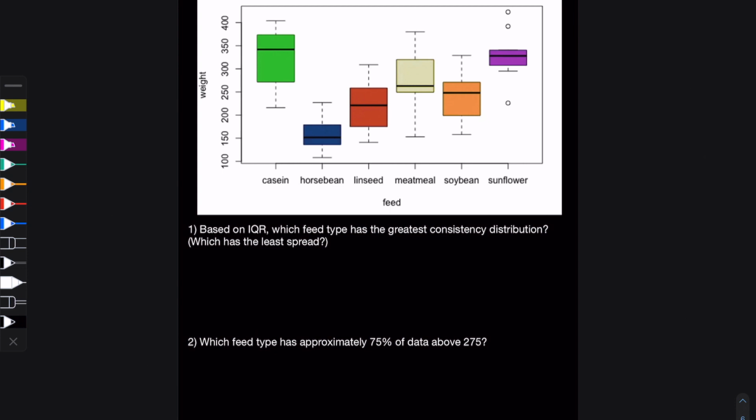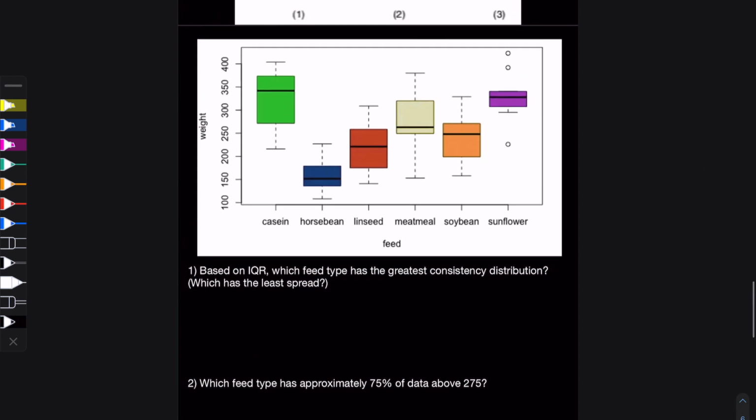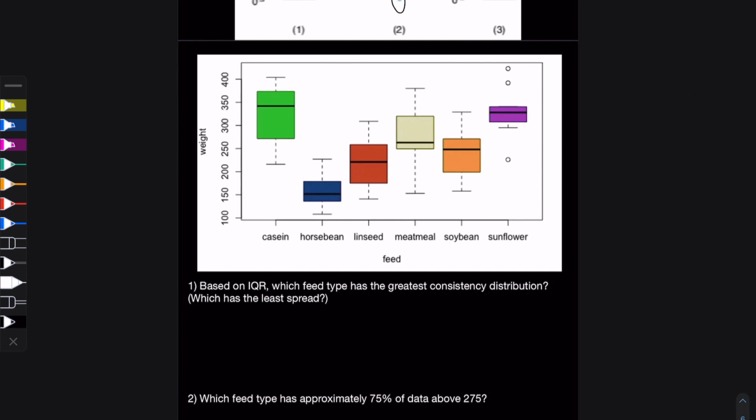So if we come up here and look at it, this would be the spread of the first one, this would be the spread of the second one, this would be the spread of the third one, fourth one, fifth one, and the last one. So right immediately I would see it's between this one, horse bean, and sunflower, because obviously those boxes are a lot tighter than the other four. And if we look at it, it appears that sunflower would win this one because it is just a little bit smaller of a box than horse bean. So I'm going to go sunflower there.